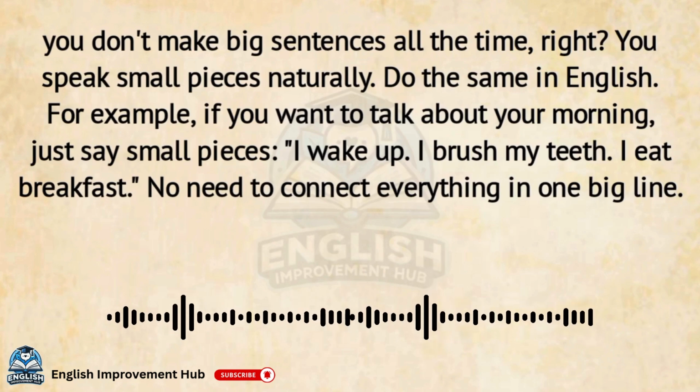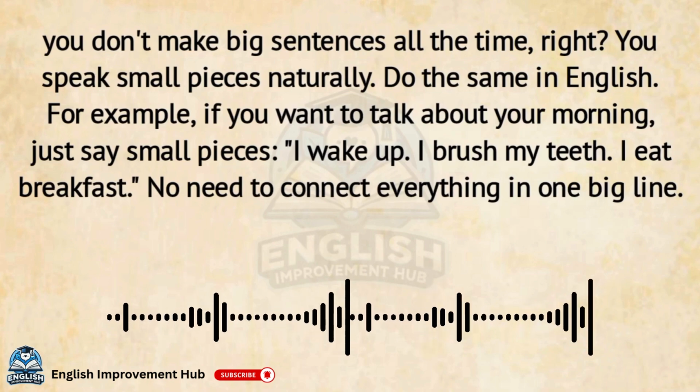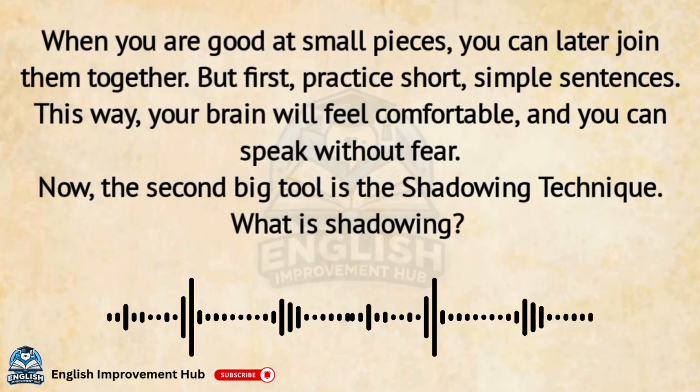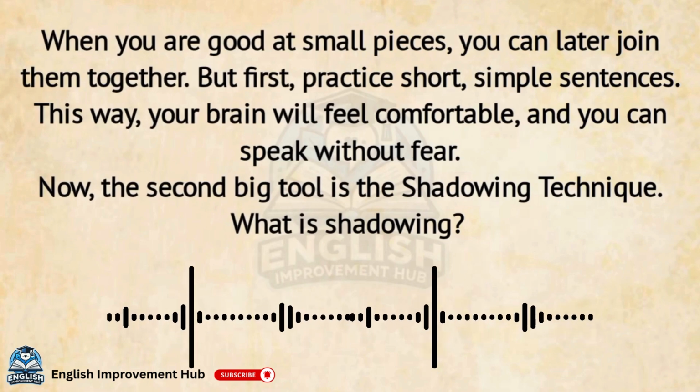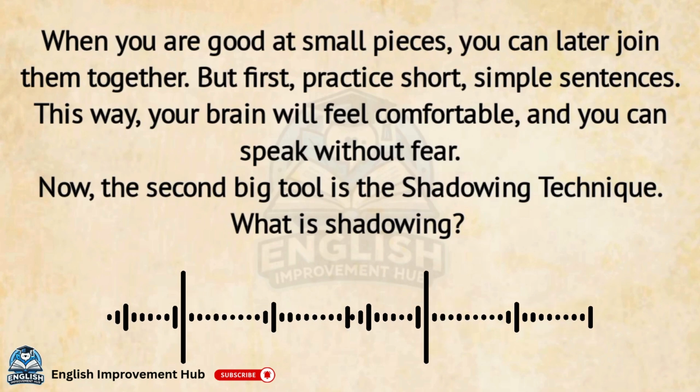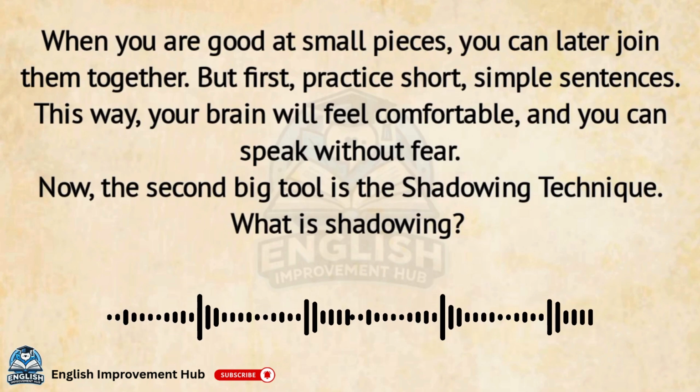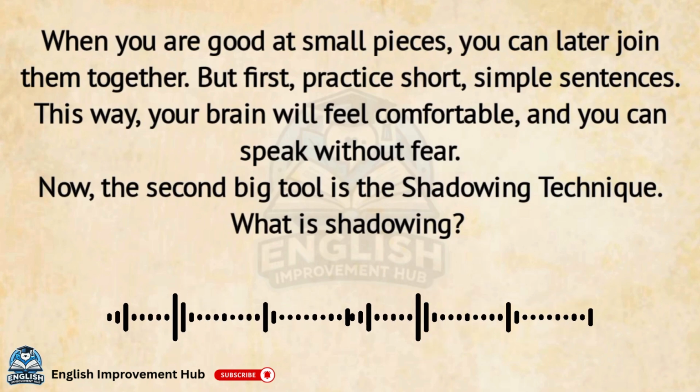For example, if you want to talk about your morning, just say small pieces. I wake up. I brush my teeth. I eat breakfast. No need to connect everything in one big line. When you are good at small pieces, you can later join them together. But first, practice short, simple sentences. This way, your brain will feel comfortable and you can speak without fear.